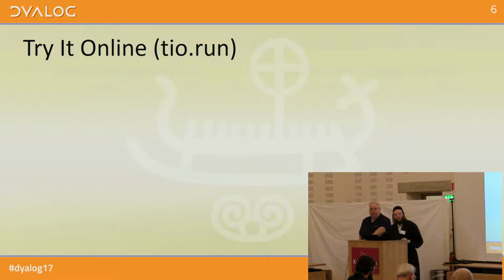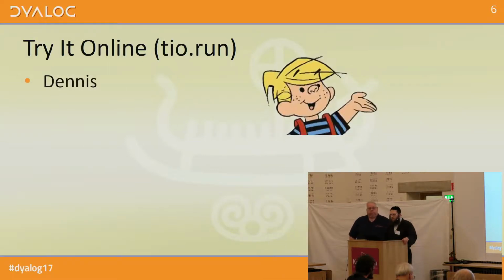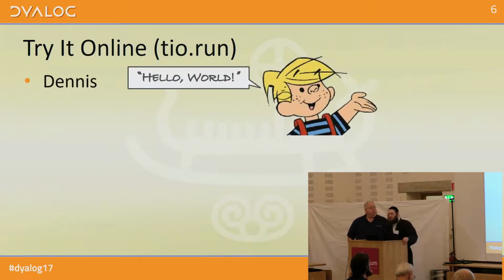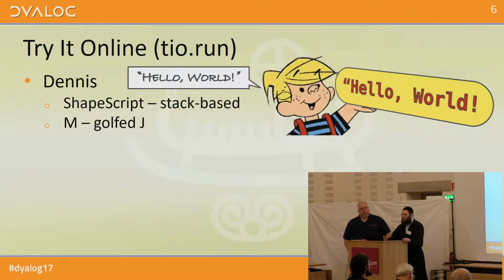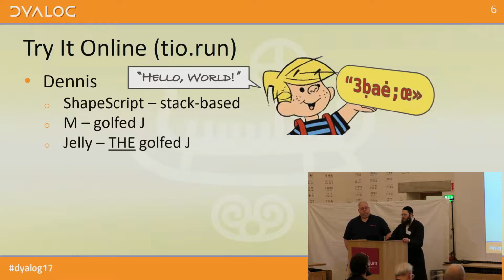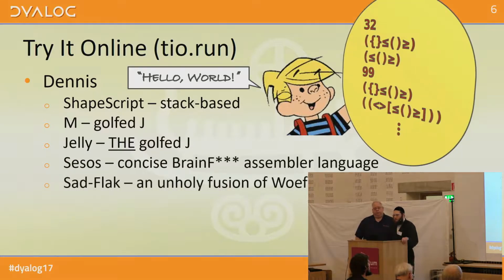Okay, so over to TIO, or Try It Online. First, a little bit of background about that. First thing, of course, is Dennis, the moderator and top-ranking user on the Stack Exchange CodeGolf site. He is very active there, but also does other things, including making his own programming languages. Prolific writer of those, he has, for example, made ShapeScript, which is a stack-based language, and M, which is a golfed form of J, and Jelly, which is also a golfed form of J, and Caesars and SadFlag.